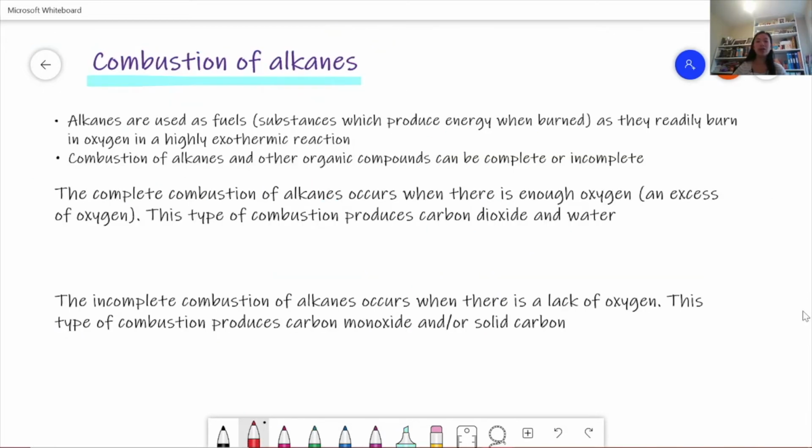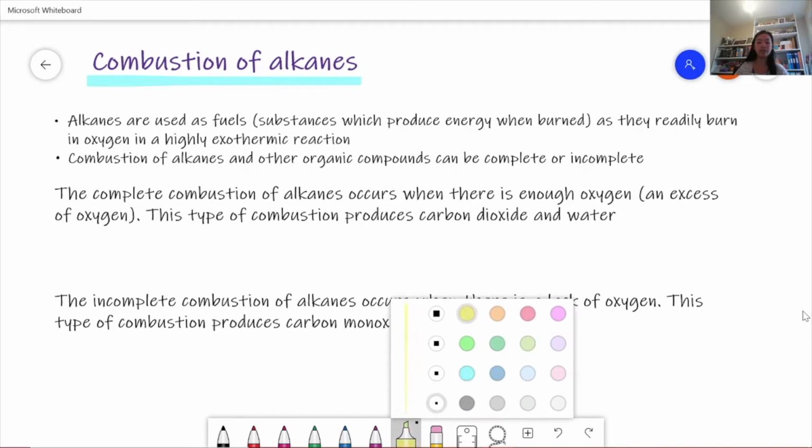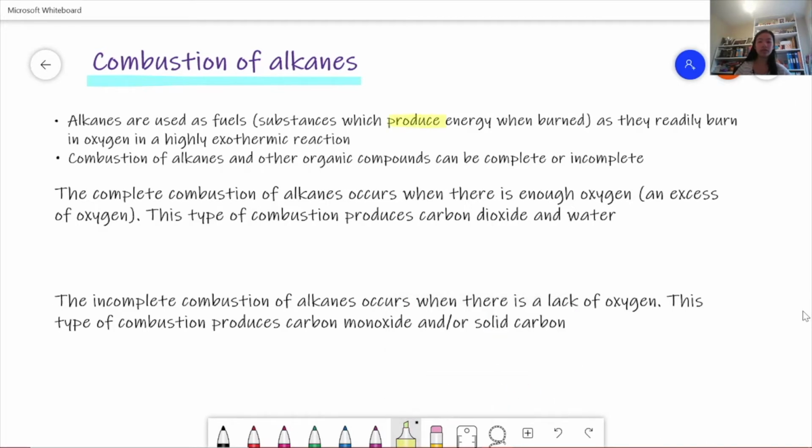Now we're going to talk about combustion of alkanes. Alkanes are used as fuels, and fuels are substances which produce energy when burned. And this is because they readily burn in oxygen in a very highly exothermic reaction. This also explains why we use them as fuels, because if it's really highly exothermic, that means we can generate a lot of energy coming out of it when we burn them.